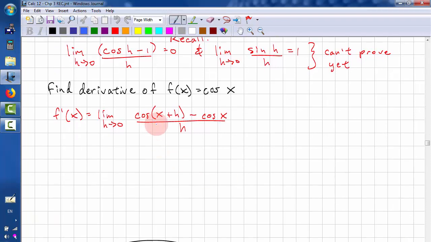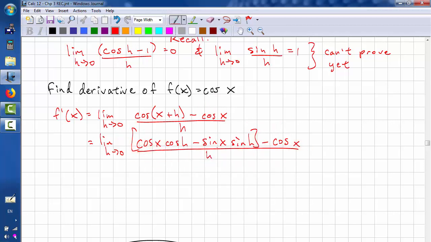We start out with the substitution. So we'll do the limit as h goes to 0 of cos(x plus h) minus cos x, all over h. And we want to use the cos sum identity. So we have cos x cos h minus sine x sine h, minus cos x, and the cos x is coming from there. That part's the identity, all over h.